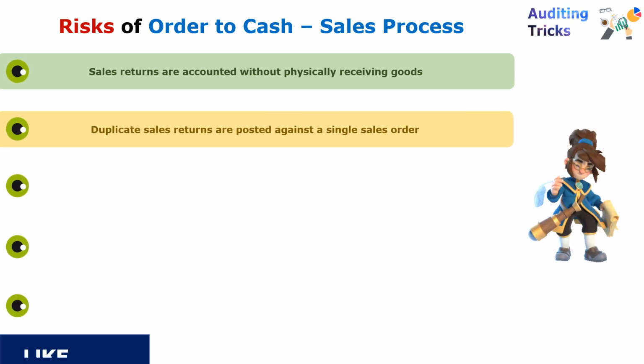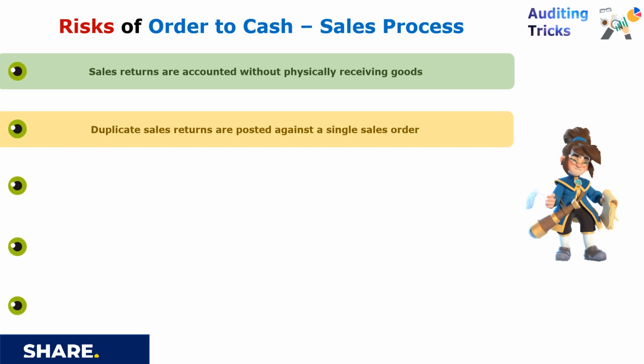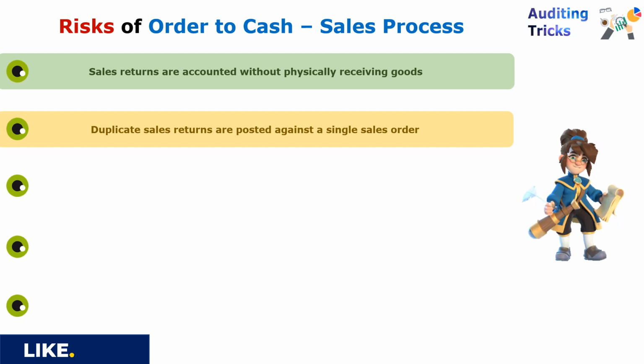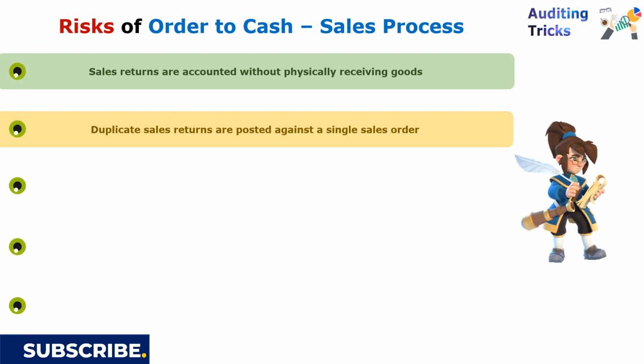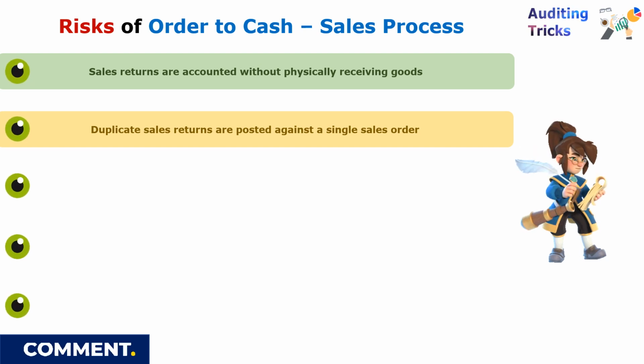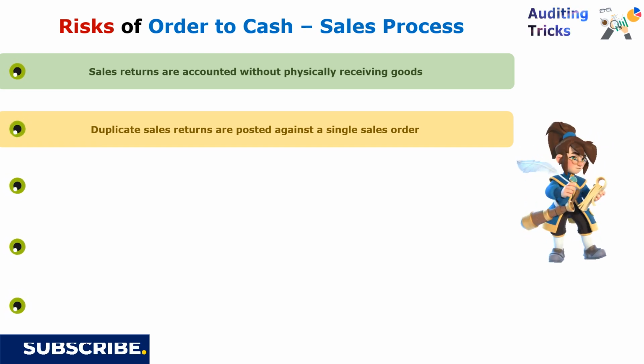The next one is duplicate sale returns are posted against a single sales order in the system. Here, to establish the control, we need to ensure that the duplicate sale returns were not posted in our accounting system. It could be a fraud risk and a high rated risk.